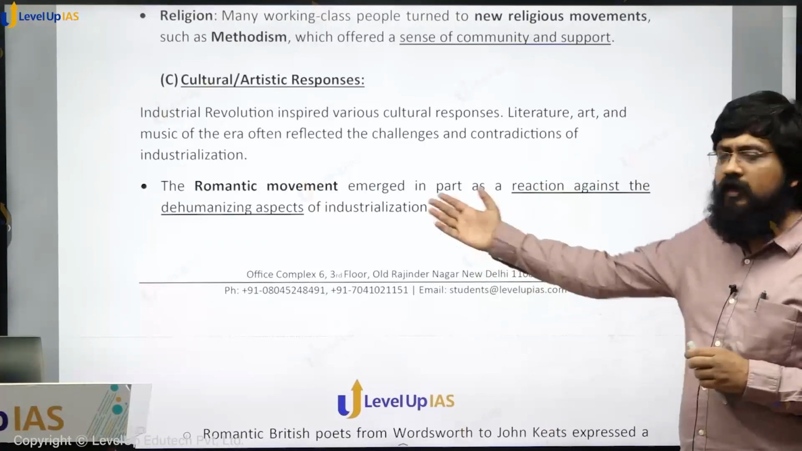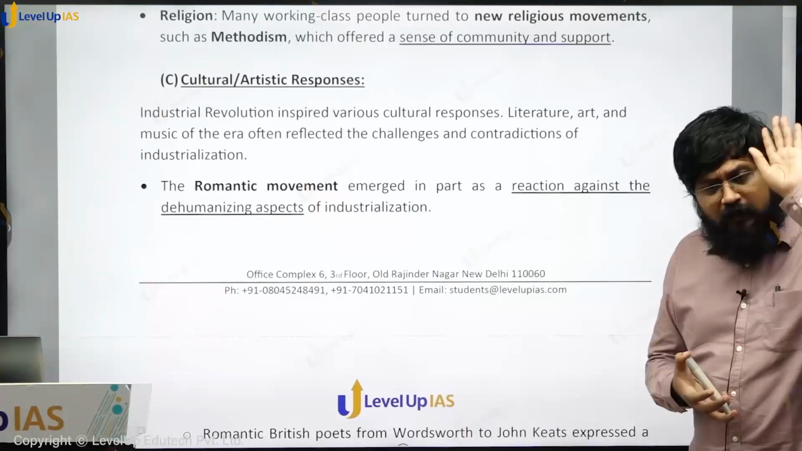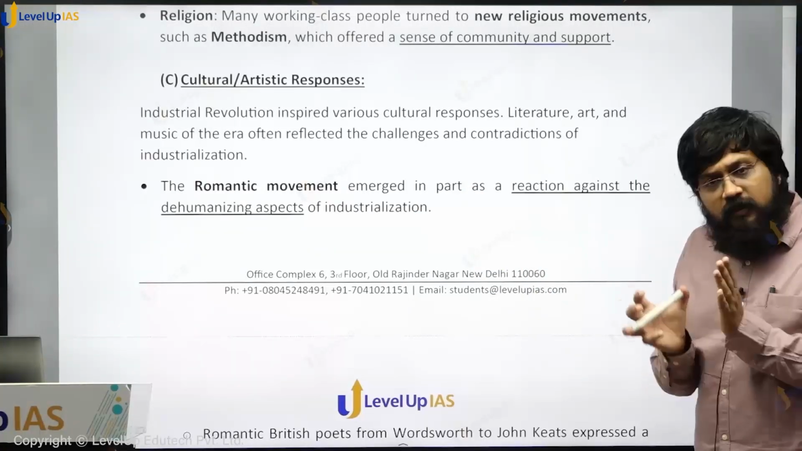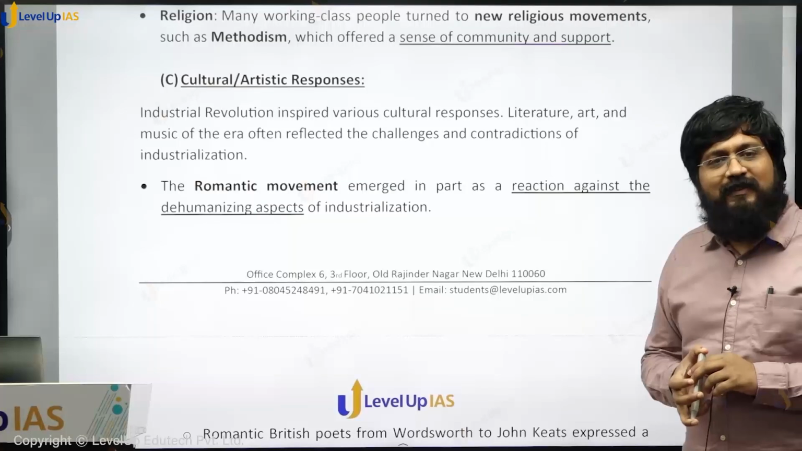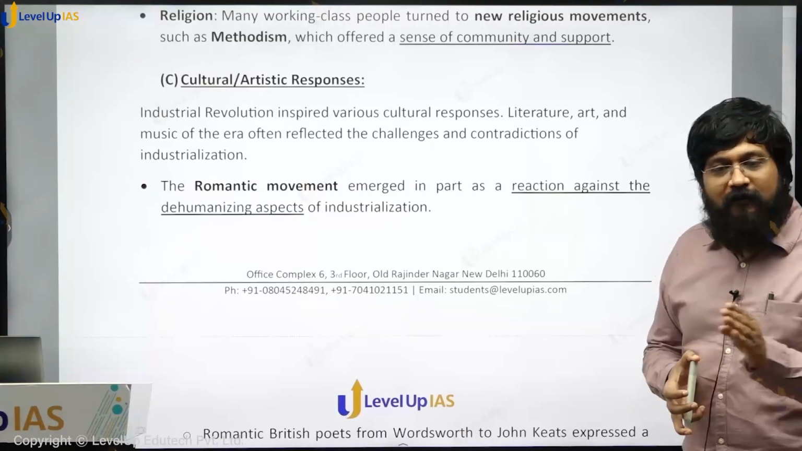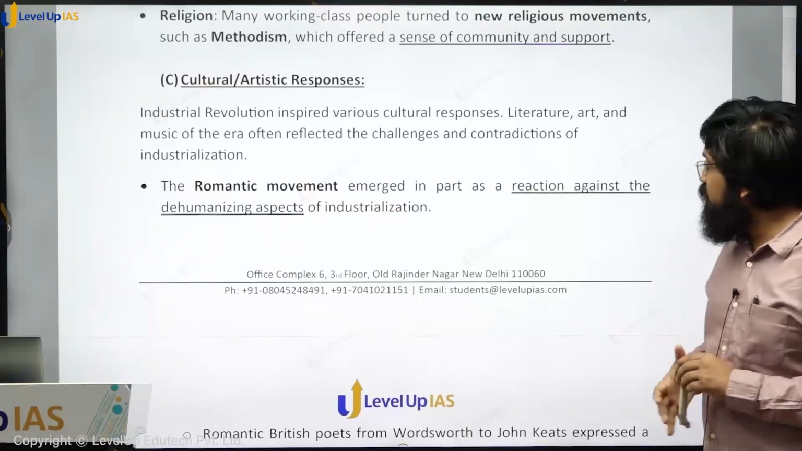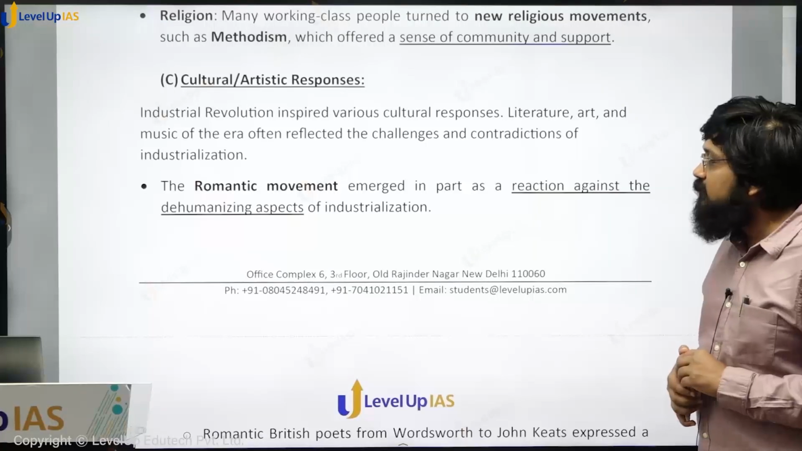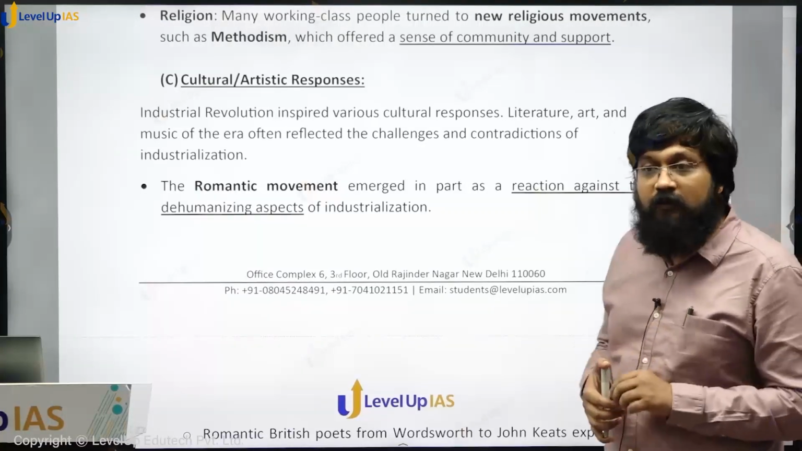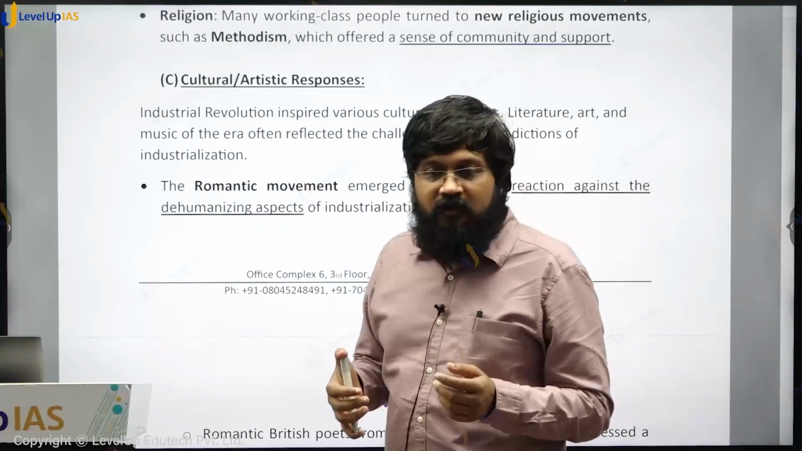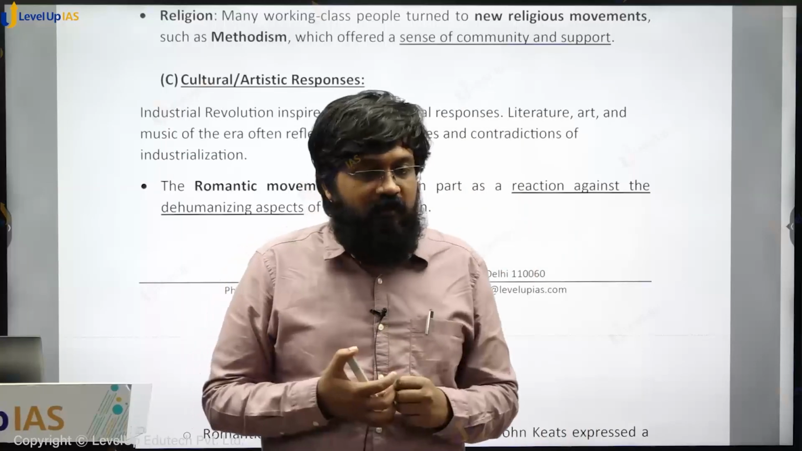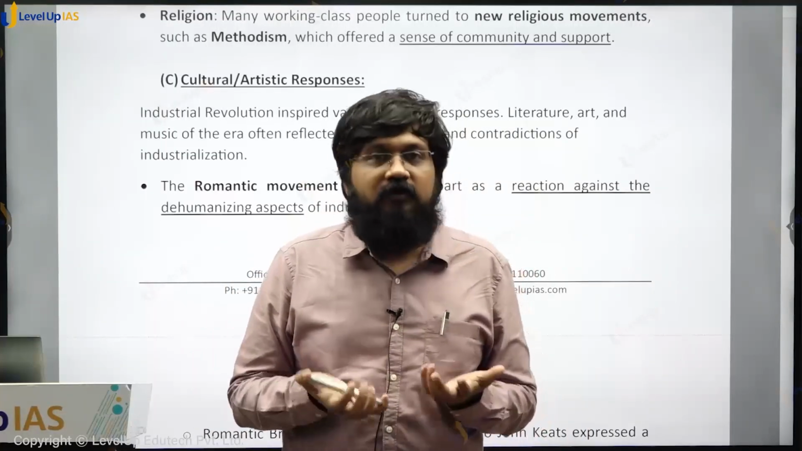For example, the Romantic movement. We have seen the Romantic movement from the very beginning. We are still in that era, the 1820s, 1830s. It came after the Enlightenment. The focus was on reaction against the dehumanizing aspect, loss of nature, too much of machine work. Where is nature, where are emotions?